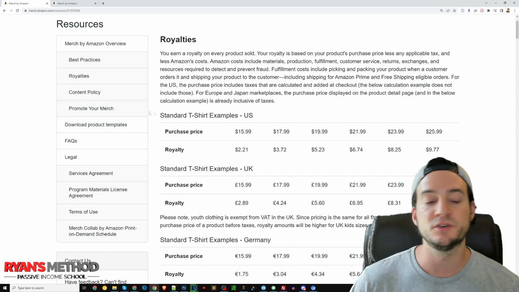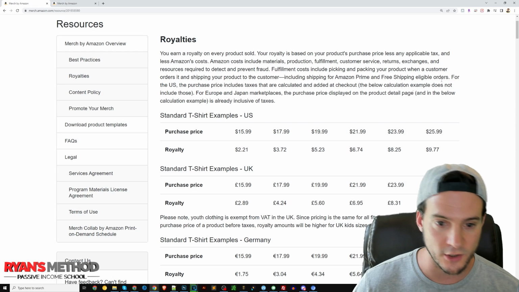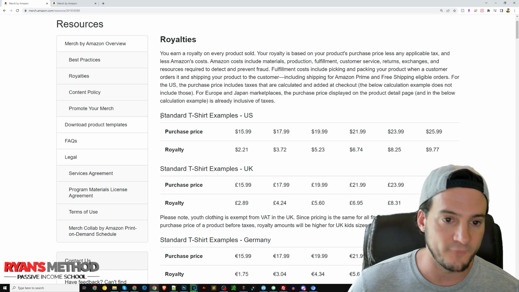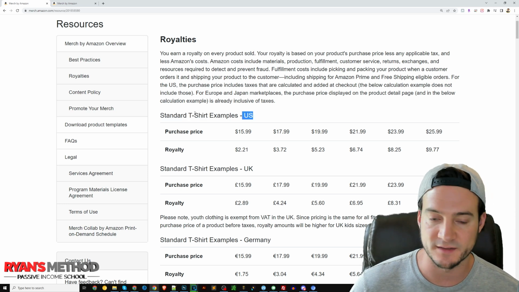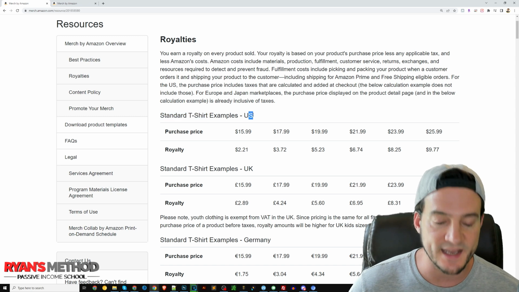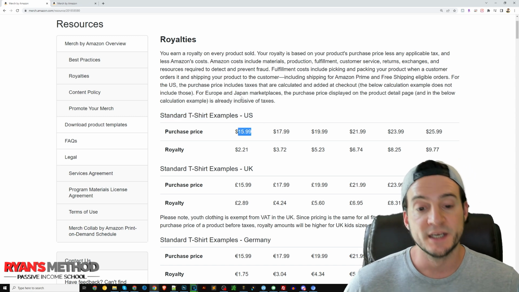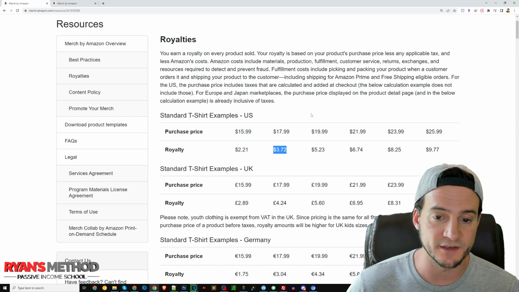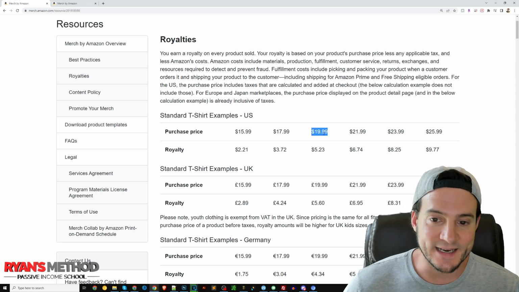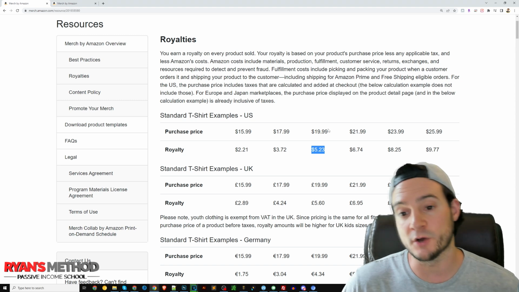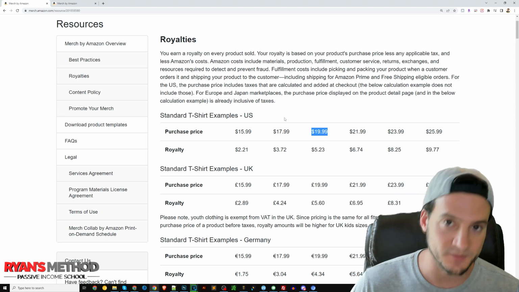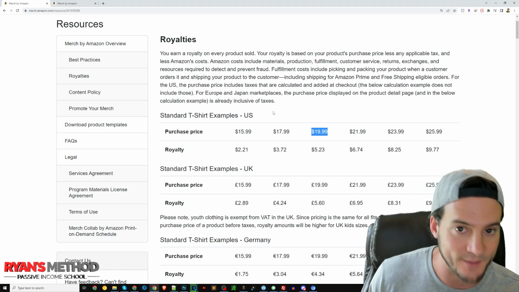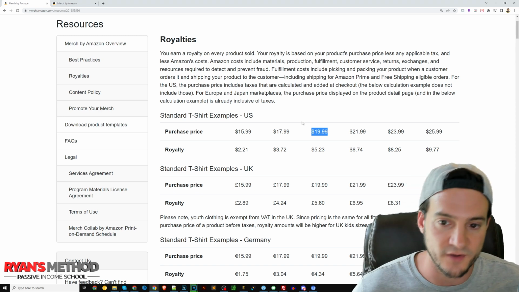Not exactly true. Anyways, you can see here that on this page, and it's a very long page, they're giving you example purchase prices and example royalties that you would make for that product type on that market. So in the first example, standard t-shirt, United States, if you sell it at $15.99, you earn a royalty of $2.21. At $17.99, your royalty is $3.72. At $19.99, your royalty is $5.23. Also worth mentioning, $19.99 is the default list price when you are going through the product creation wizard. So sometimes you just take a hint from Amazon that they steer us in the direction of pricing at this price point.